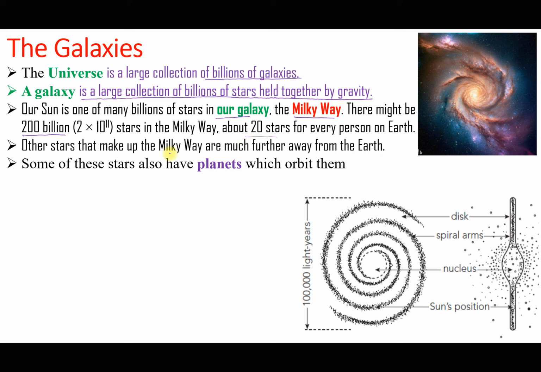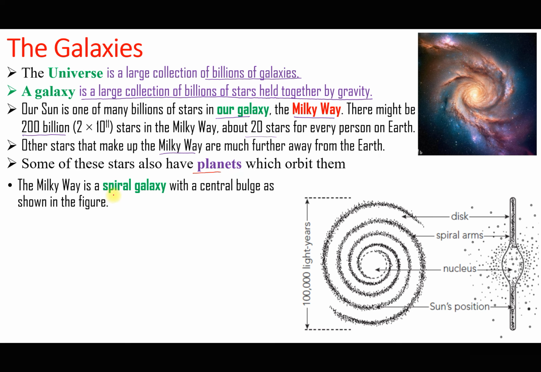Other stars that make up the Milky Way are much farther away from the Earth. That's why we don't even see them. Remember, I said the next star after the Sun is Proxima Centauri, which is about 4.2 light years away from the Earth. Some of these stars also have planets, but we don't talk about such planets because we believe maybe they are not in a habitable zone. So life is not possible on such planets.